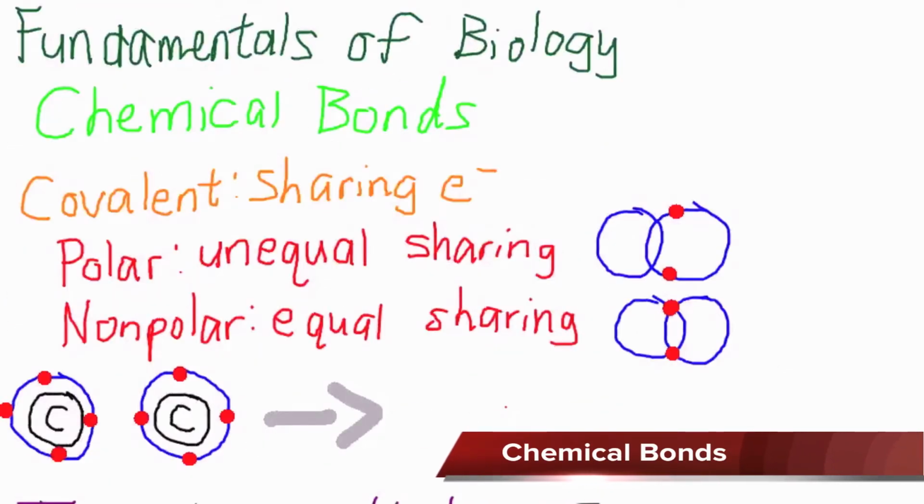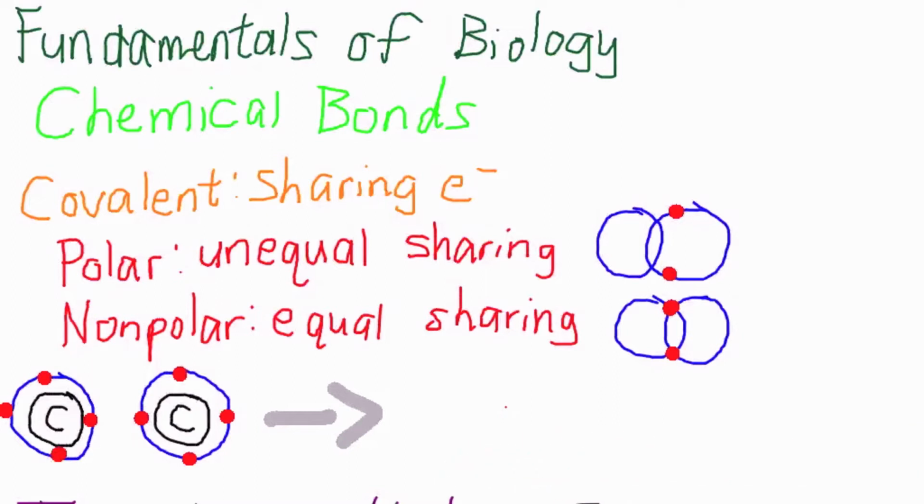Today we are going to talk about the 4 different types of chemical bonds that occur in nature. These 4 bonds are covalent bonds, ionic bonds, hydrophobic interactions, and van der Waals forces. Covalent bonds occur due to a sharing of electrons.